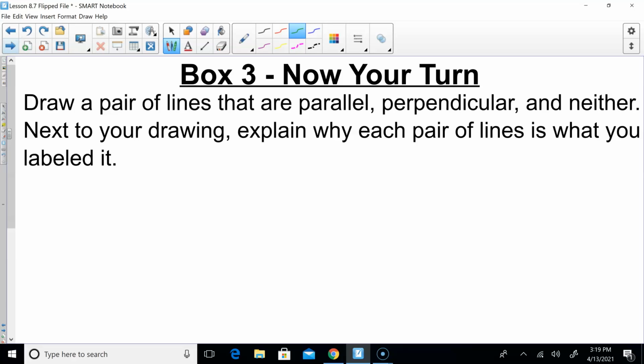And now I want you to draw a pair of lines that are parallel, perpendicular, and neither. And next to each of your drawings, explain why each pair of lines is what you labeled it. So when you draw your parallel lines, tell me why it is parallel. When you draw your perpendicular lines, tell me why it is perpendicular. And when you draw the neither set of lines, tell me why it's neither parallel nor perpendicular. Look forward to seeing your explanations of these.